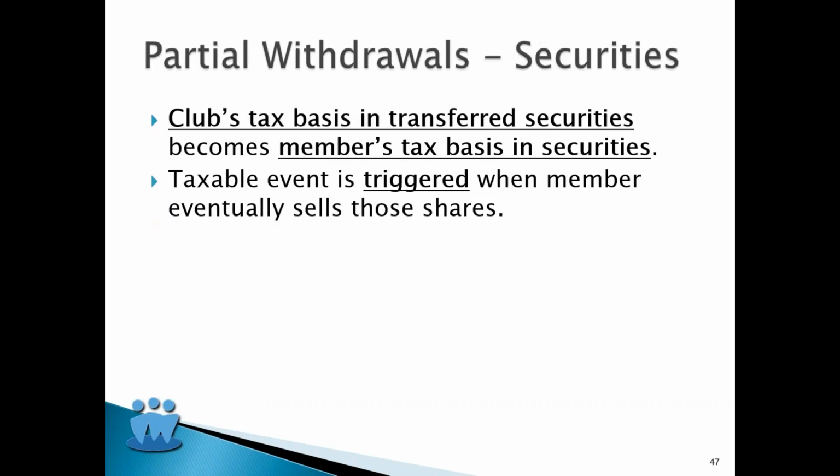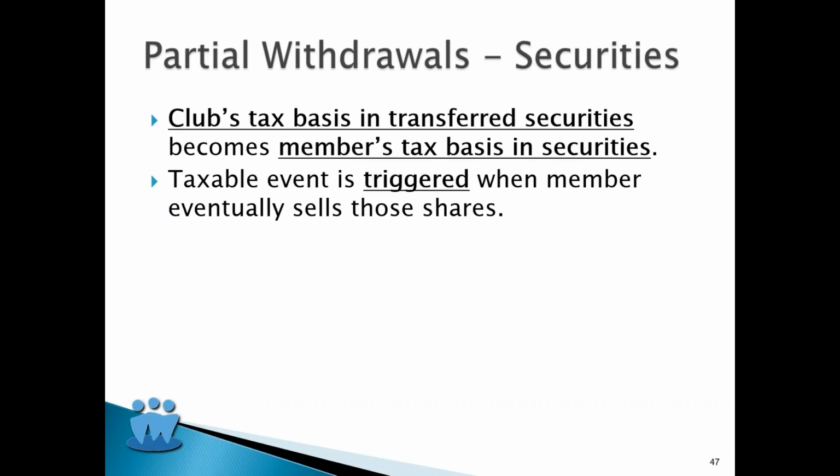In the case of a partial withdrawal of securities, then the club's tax basis in the transferred security becomes the member's tax basis in securities. And then the taxable event is only triggered when the member eventually sells those shares. So we've got a tax basis that comes along with the stock that's transferred in the case of a partial withdrawal. Again, one of the reasons why you might not want to look at transfers of stock for partial withdrawals. It doesn't always have a lot of advantages.